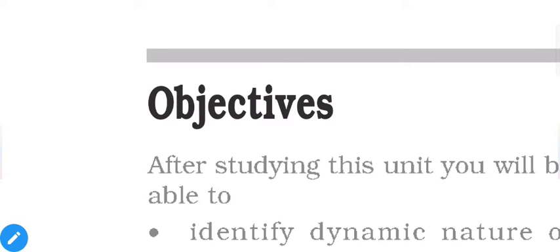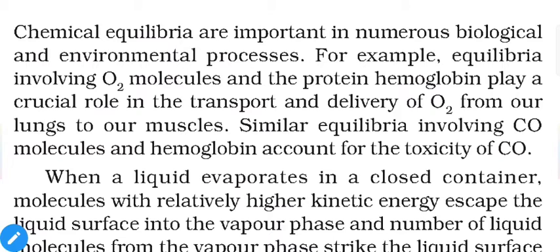Now let's start with the introduction. Chemical equilibria are important in numerous biological and environmental processes. What does equilibria mean first? Equilibria means a balance between the reactants and products, or a balanced situation of our chemical reactions. For example, equilibria involving O2 molecules and the protein hemoglobin play a crucial role in transport and delivery of O2 from our lungs to muscles.